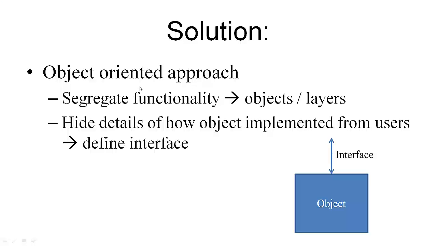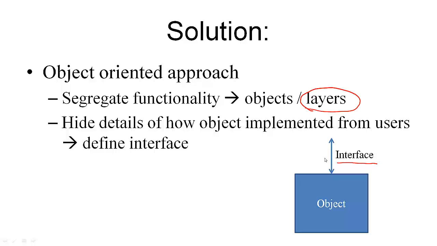Right, object-oriented programming to the rescue. So whenever we have a complex task, it makes sense to segregate functionality into objects. In this particular case, we call them layers. And we hide the details of how this object is implemented from the users of that object by defining an interface. So users interface with the object through an interface.